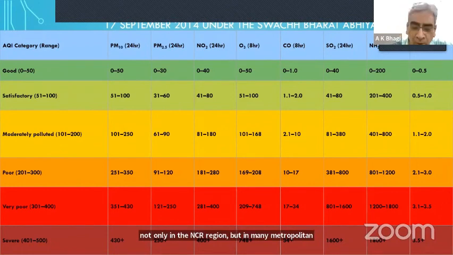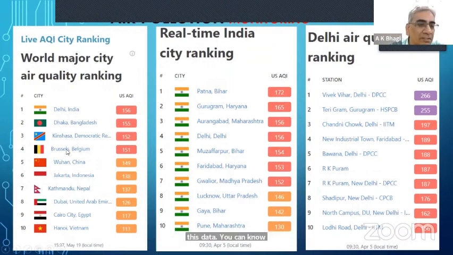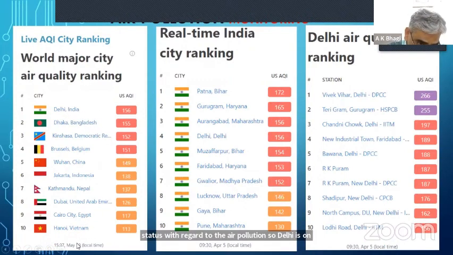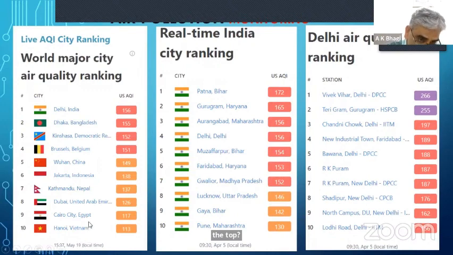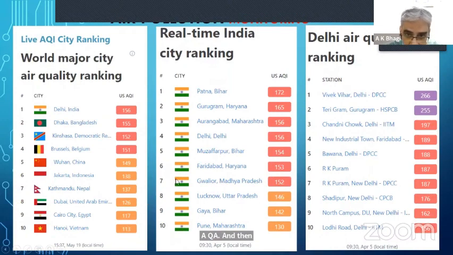You have very local data, and then what do we get? Through this data, you can know and label what our status is with regard to air pollution. So Delhi is on top. This data is of May 19. On May 19 of this year, Delhi was the most polluted with 156 AQI. And then you have different cities in this order.